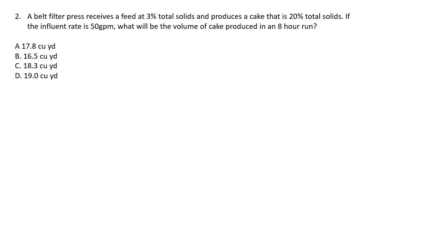Question 2. A belt filter press receives a feed at 3% total solids and produces a cake that is 20% total solids. If the influent rate is 50 gallons per minute, what will be the volume of cake produced in an 8-hour run? A. 17.8 cubic yards, B. 16.5 cubic yards, C. 18.3 cubic yards, or D. 19 cubic yards.